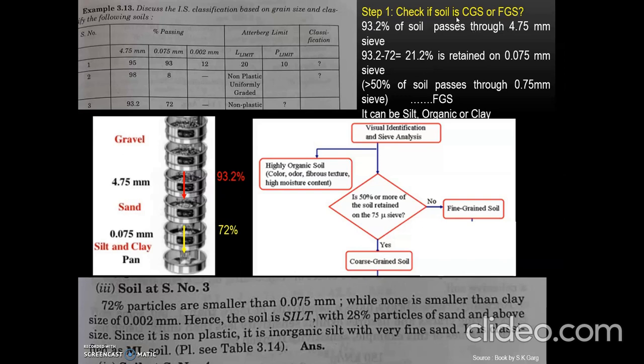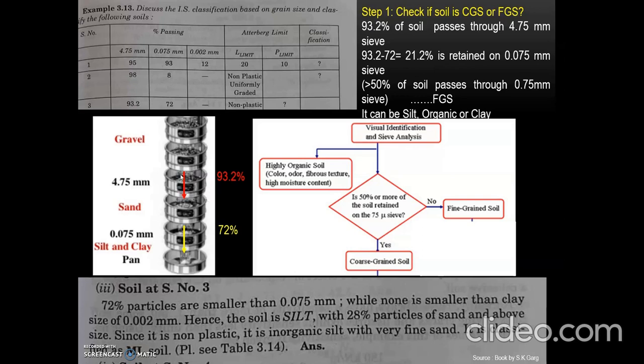To begin with, we will have to check whether the soil is coarse-grained or fine-grained soil. To check this, we will have to move on to this flow chart and see whether the soil satisfies this condition. That is, if 50% or more of the soil is retained on 75 micron sieve, then it is coarse-grained soil. So from given data, we can see that 93.2% of soil is passing through 4.75 mm sieve. That is what is shown in this figure.